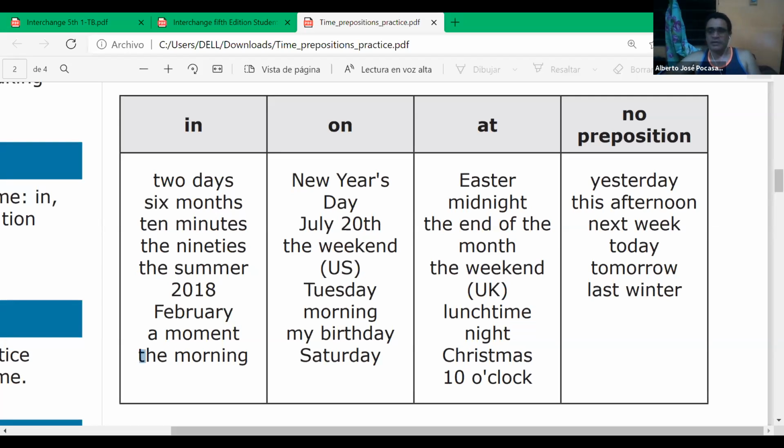Example. New Year's Day. We put at, because we think that holidays. Today put at, because the explanation says we use at for a holiday period of two or more days. Mm-hmm.